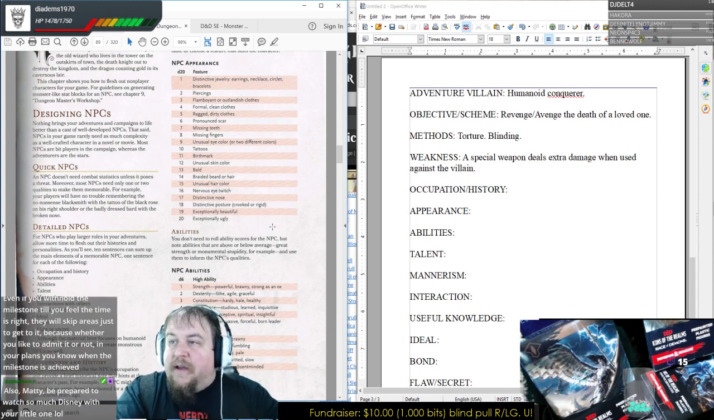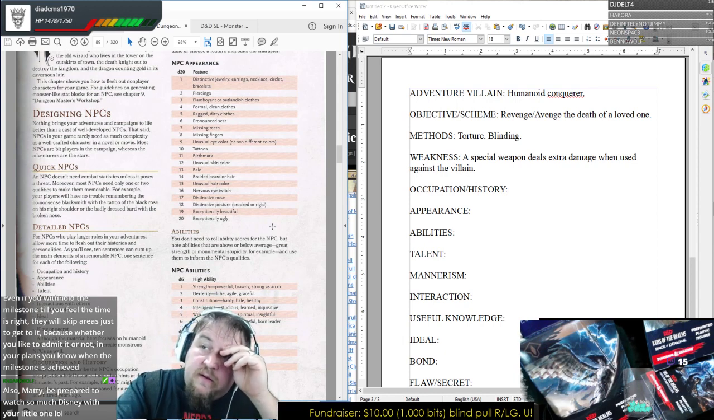Memory says, I use experience, and on the flip side of the coin, you'll always notice the PCs trying to rush through the game, exploring areas quicker than they normally would, trying to get to the milestone faster just to level up. Even if you withhold the milestone until you feel the time is right, they will skip areas just to get to it. Because whether you like to admit it or not, in your plans, you know when the milestone is achieved.